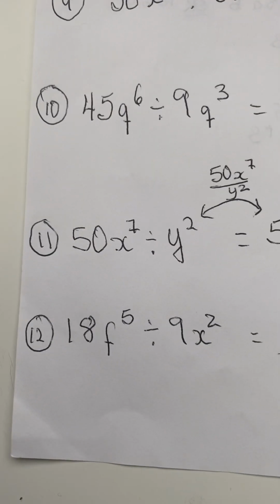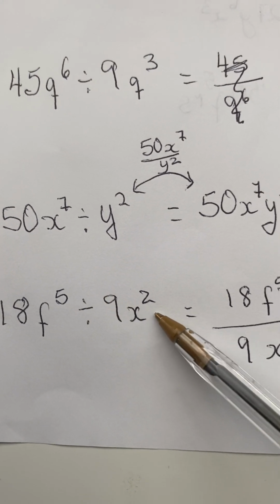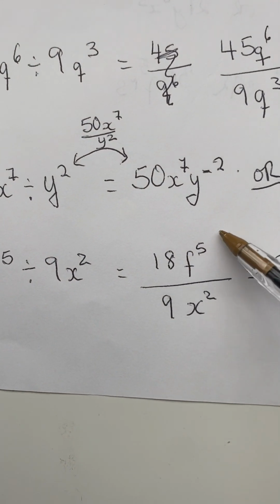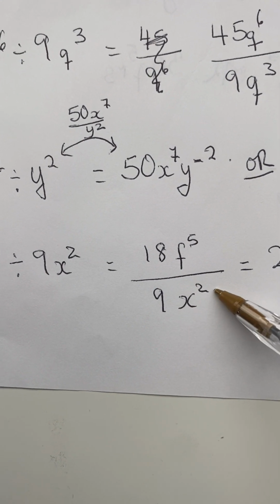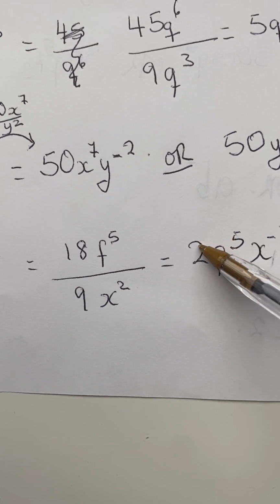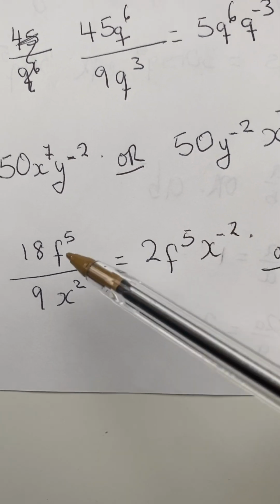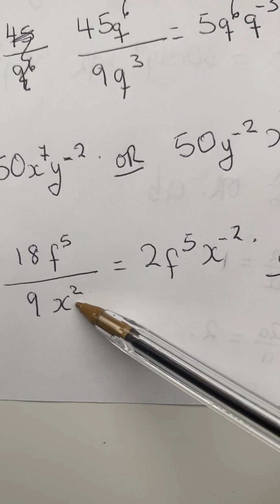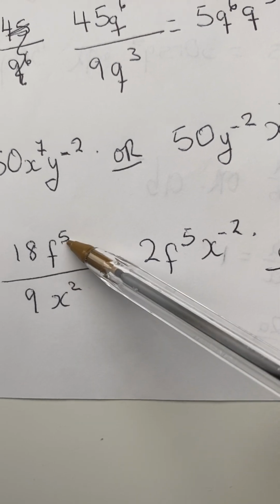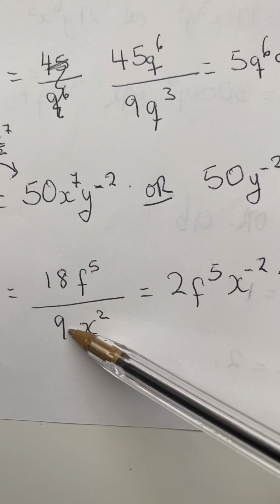Let's look at our last question for today. 18f to the power 5 divided by 9x to the power 2. Straight away we have 18 and 9. 18 divided by 9 is 2. Then f to the power 5 and x to the power minus 2. Because f and x are different variables, we don't know the value. If it's f and f or x and x, then we can cancel. But because it's f and x, we have to bring an answer. We can only cancel out the numbers.